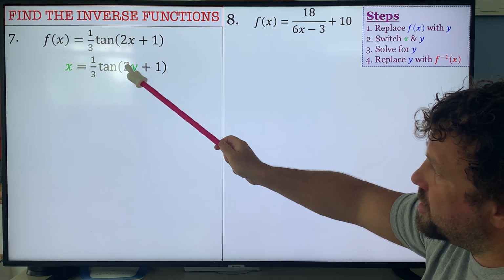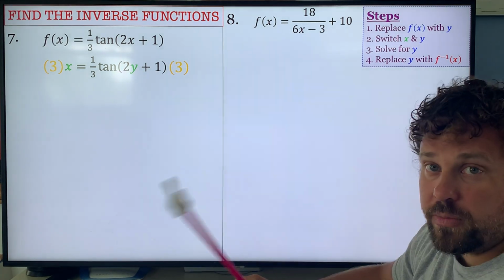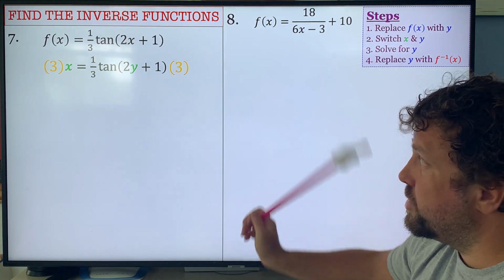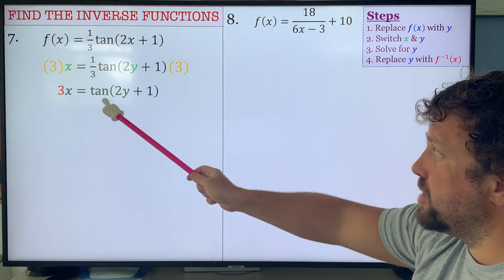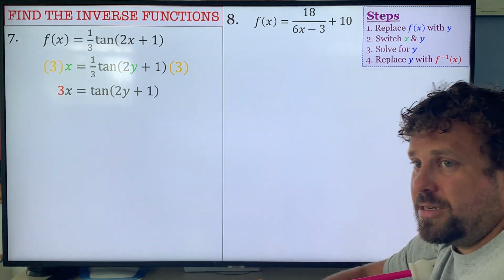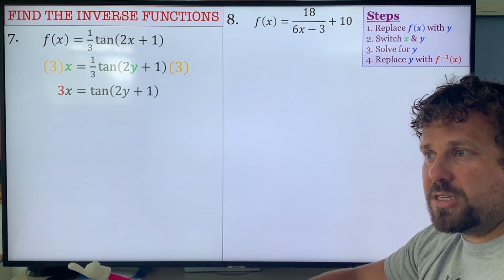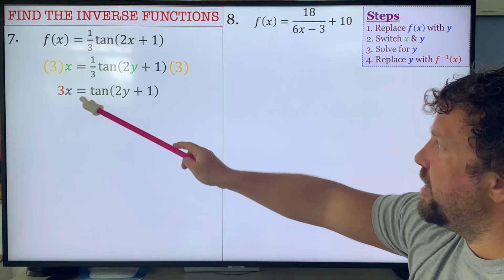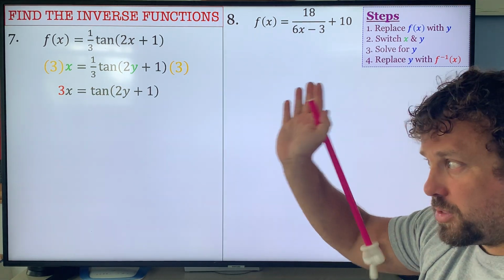All right, now you have to isolate y by itself, so the first thing you do is you multiply both sides by 3. 1/3 times 3, that cancels out. You're left with 3x equals tan 2y plus 1. Now to get rid of tangent, you have to do the inverse tangent of both sides. This goes back to geometry. So tan negative 1 of tangent just becomes 1.